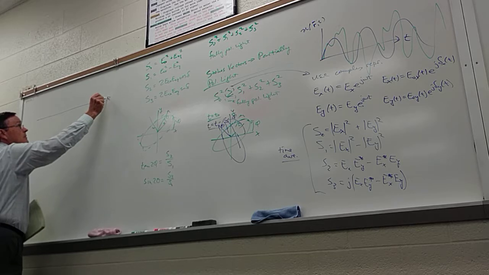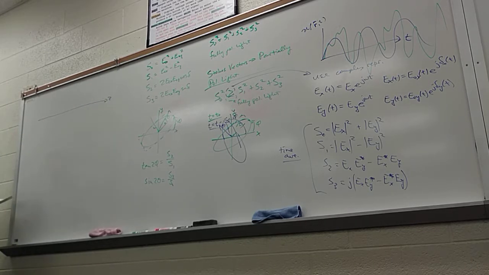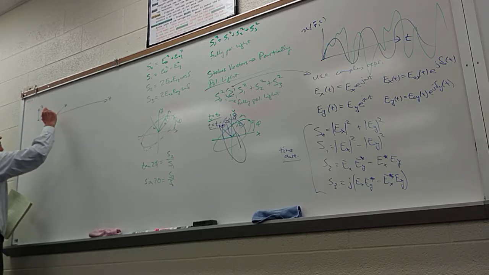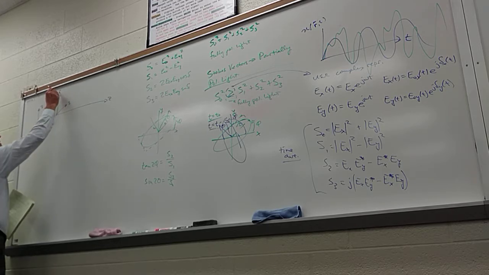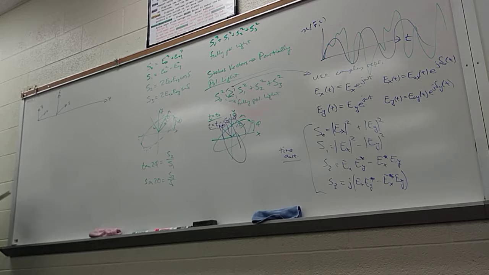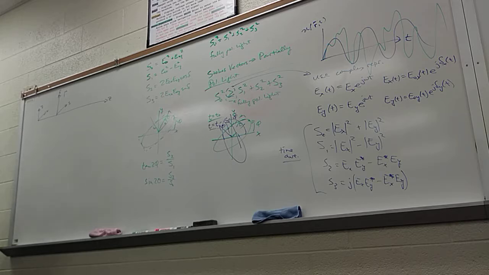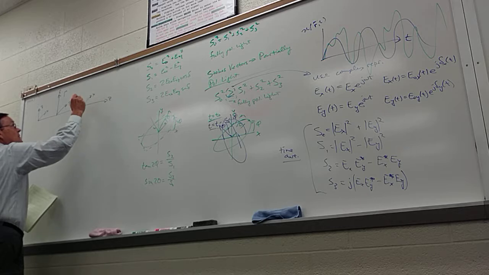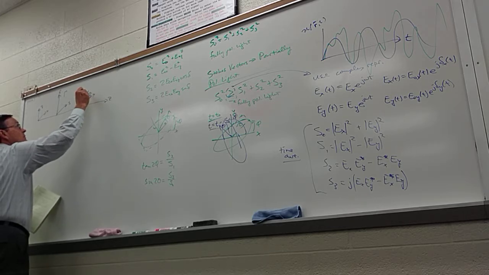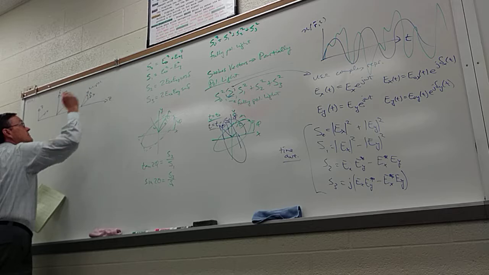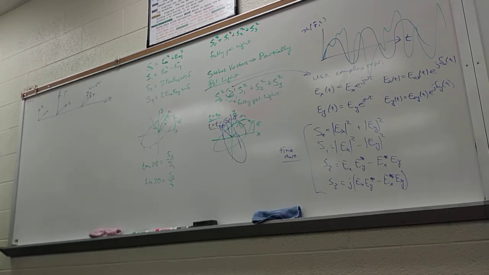Let's say that we have some retarder, and that wave plate, we have the slow axis in the x direction, fast axis in the y direction, and it has some retardance gamma. We'll leave it unspecified for the moment. And then we'll follow the retarder with a linear polarizer at angle beta.